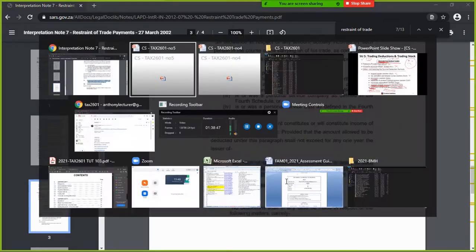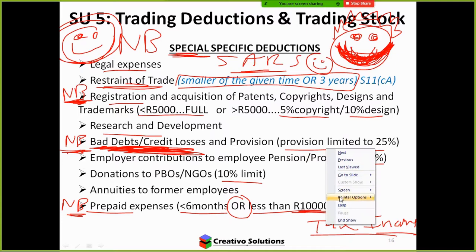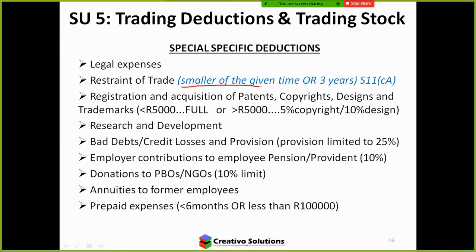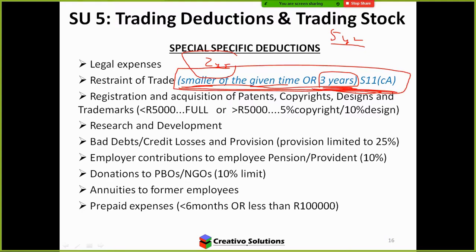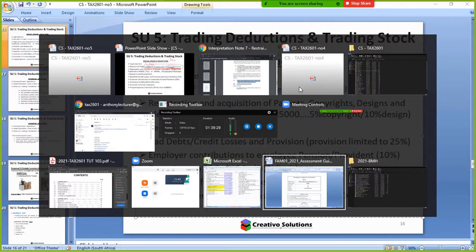Okay, and that's why you have this in your notes. Smaller of the given time or 3 years. So if you have a 2-year restraint of trade, obviously the smaller of the given time, 2 years or 3 years, 2 years is smaller, you would use 2 years. Let's assume it was a 5-year restraint of trade. If it was a 5-year restraint of trade, then you would use 3 years. That's what you're using. There's a reason why this is in blue. This is new legislation. It came up quite recently, not that long ago.